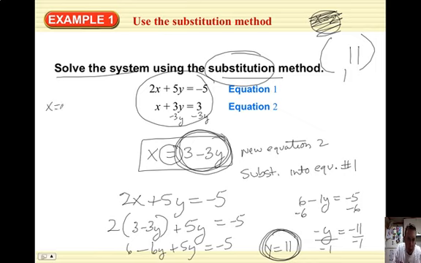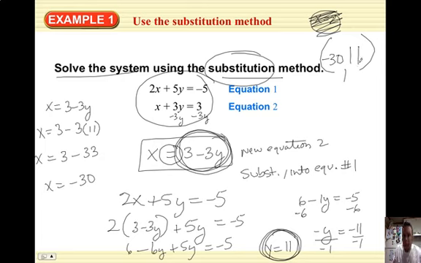So we got x equals 3 minus 3y. We got y is 11. So I'm going to substitute that. So x is equal to 3 minus, this is 33. So x equals 3 minus 33, which is negative 30. So negative 30, comma 11 is my answer, my solution to the whole system.